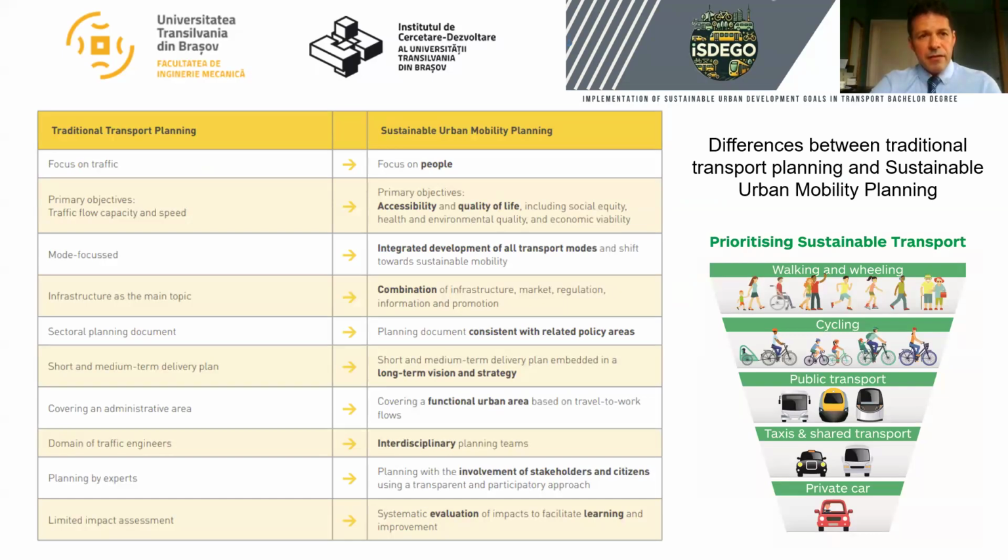So in this image, we have the differences between traditional transport planning, which focuses on traffic and flow capacity and infrastructure as a main objective, and the sustainable urban mobility plan, which is focused on people, accessibility, quality of life, integrated development of all transport modes, consistent with related policy areas, because it's very important to have the support of the policies of the region, and a long-term vision and strategy.